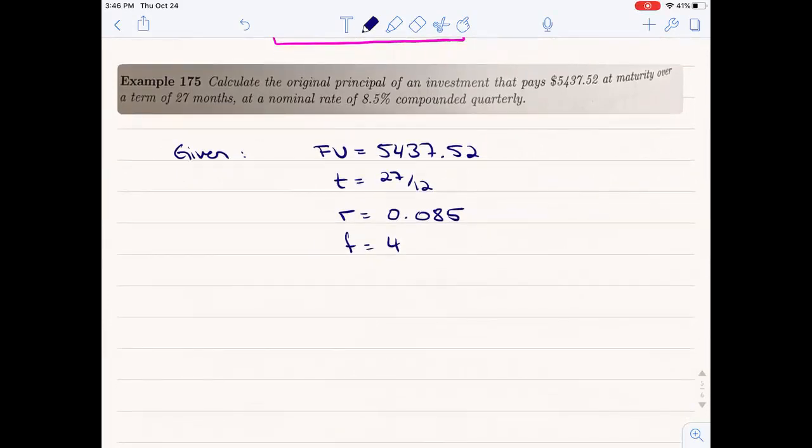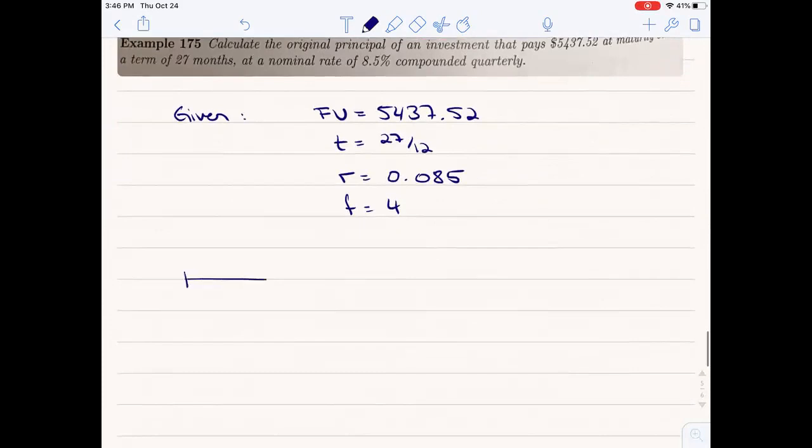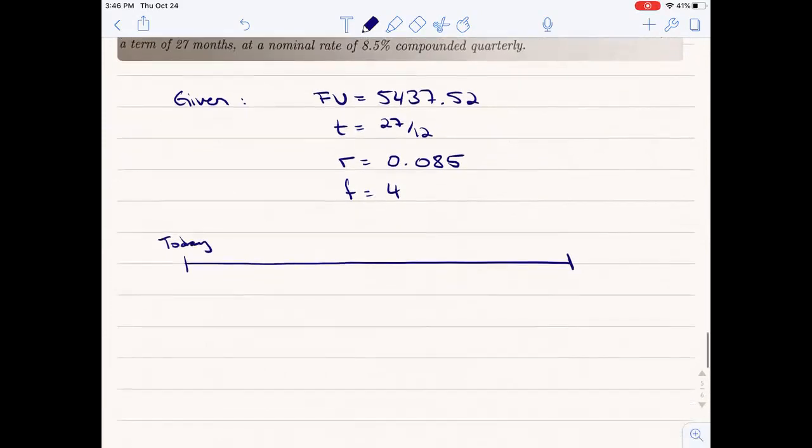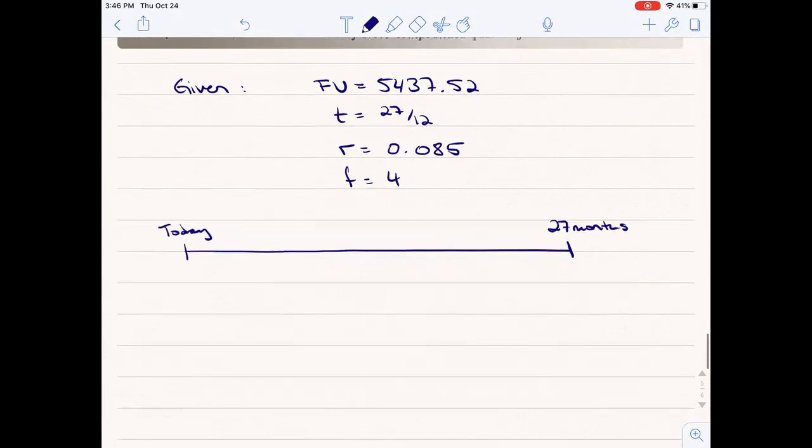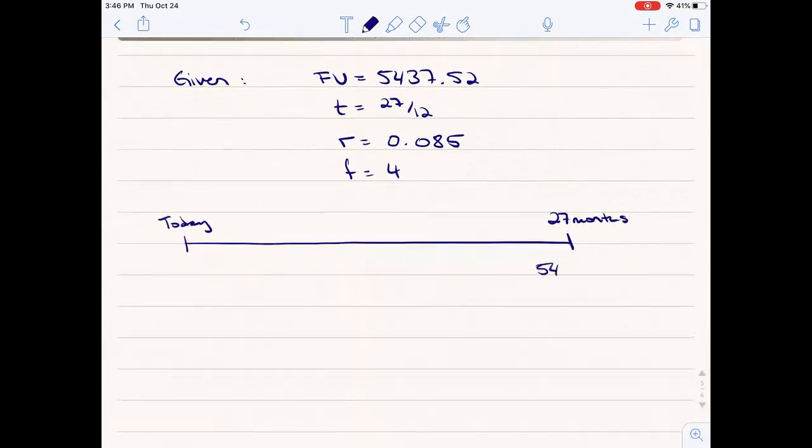If we have to draw a timeline, it's not going to be that wild of a timeline here, right? If we draw this on a timeline, then we've just got 2 dates to deal with. Let's say, for simplicity's sake, that we start today, and then here's 27 months later. The amount that we have at 27 months is 5,437.52.